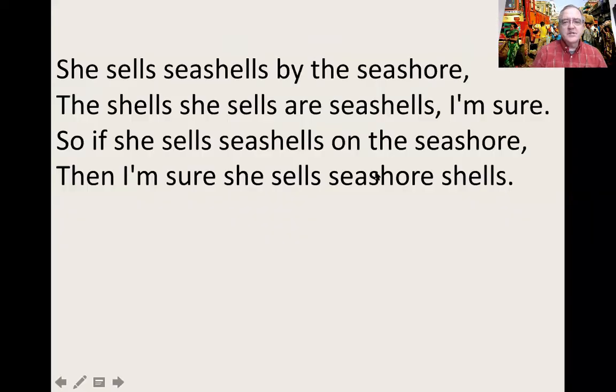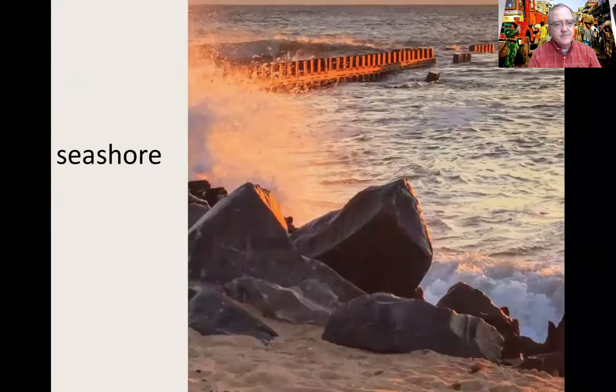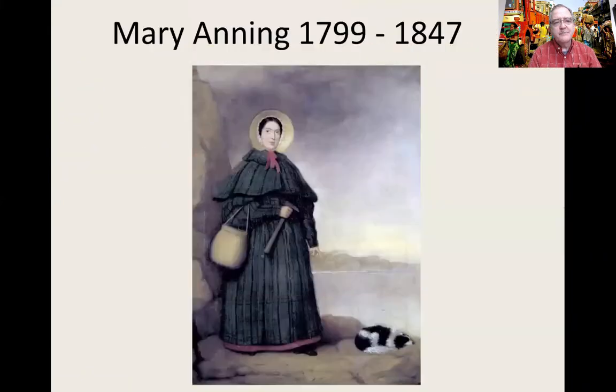Okay, this is the tongue twister. It says this. She sells seashells by the seashore. The shells she sells are seashells, I'm sure. So if she sells seashells on the seashore, then I'm sure she sells seashore shells. I'll tell you about this and the meaning. Now, these are seashells. They're shells from the sea. And this is seashore. The shore is the side, the coast, the beach, and the rocks. Seashore. Now, Mary Anning lived in 1799 to 1847, quite a long time ago.